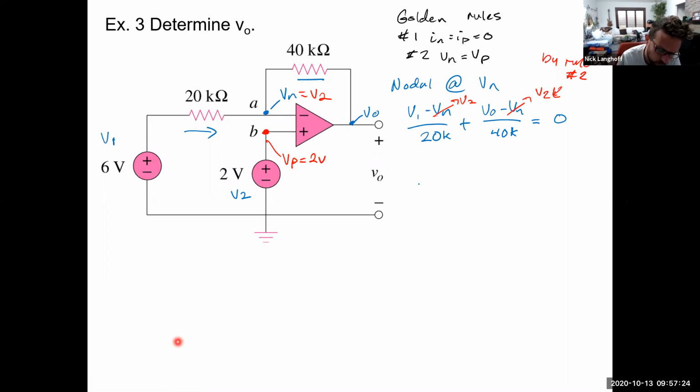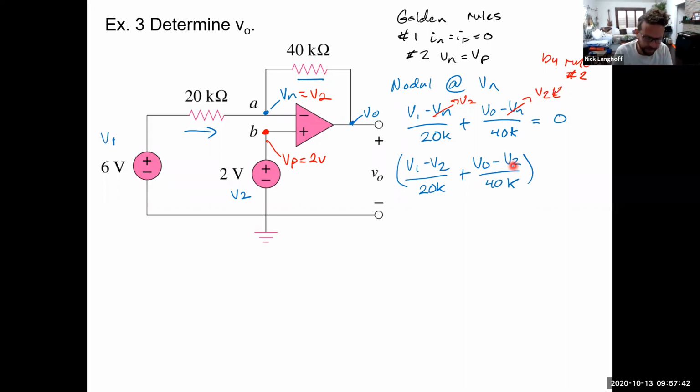So what we can do then is write this as V1 minus V2 over 20K plus V out minus V2 over, sorry, 40K. And in fact, here's what I'm going to do. I'm going to write this in terms of R1 and RF, because the 20K is R1, the 40K is RF. And this is all equal to 0. What I'd like to now do is multiply this whole thing by R1 times RF, the common denominator.